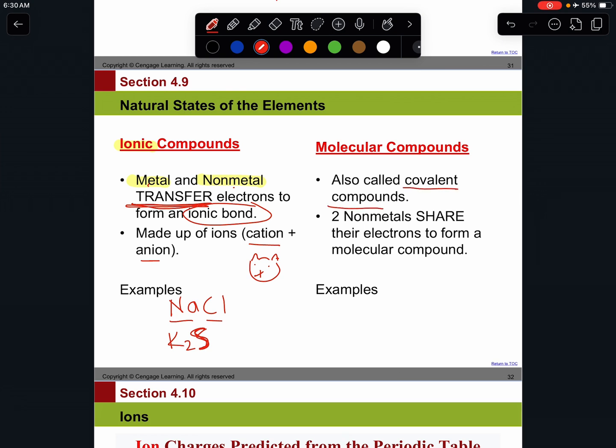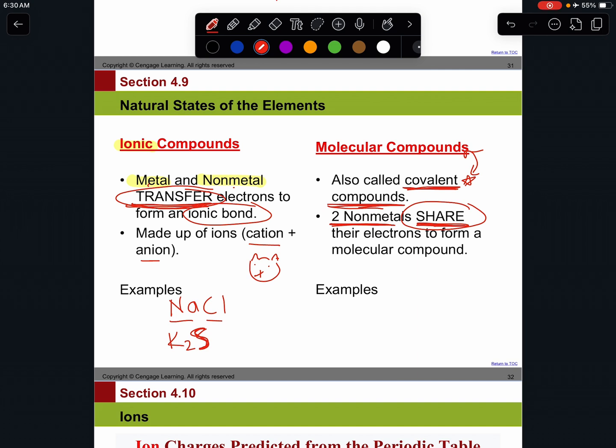Now, molecular compounds are oftentimes called covalent. I have always referred to them as covalent, but books are more recently referring to them as molecular. So if you watch a video somewhere else, I want you to be comfortable hearing that term. We use molecular and covalent pretty interchangeably. And a molecular compound is just two nonmetals, and we share electrons. So sharing is the big thing here. Transferring is that big one there, two nonmetals.